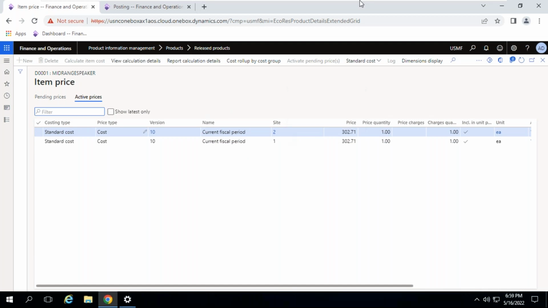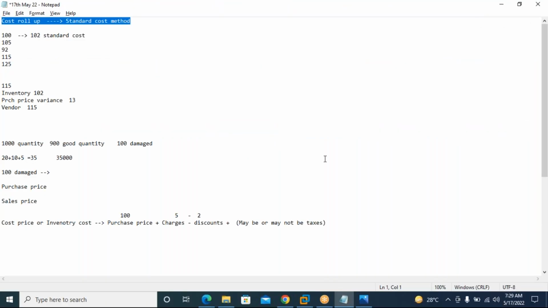If you go inside like this, I need to explain a lot about item model group. That I will discuss with you later. Fine. Moving average, what is this moving average? Also I will discuss with you later.